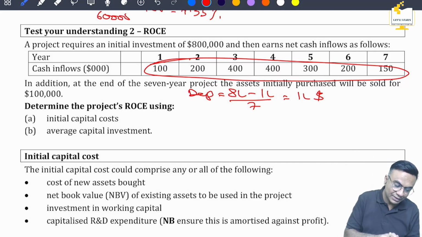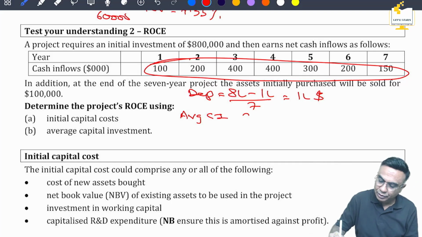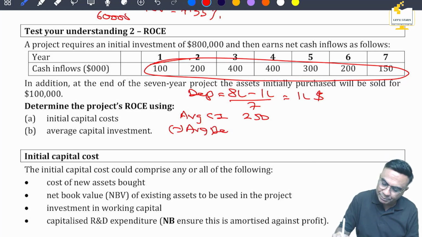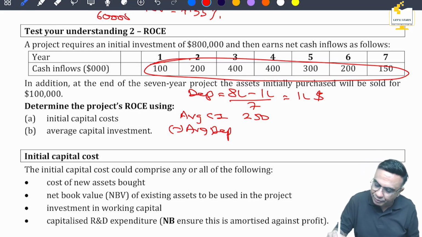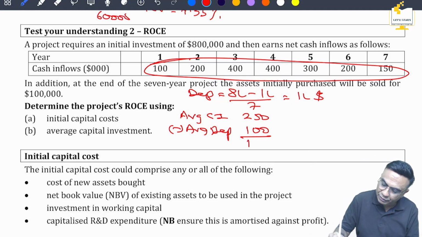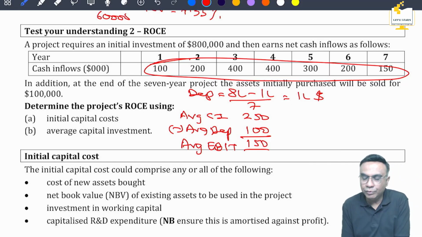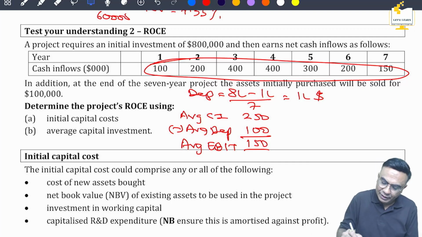1750 divided by 7, so 250. So what is your average cash inflow? It is 250. And then you deduct average depreciation. Obviously this is depreciation per annum, 1 lakh, so that is $100,000, right? So here you get 150 as your average EBIT, earnings before interest and tax, profit before interest and tax, $150,000.